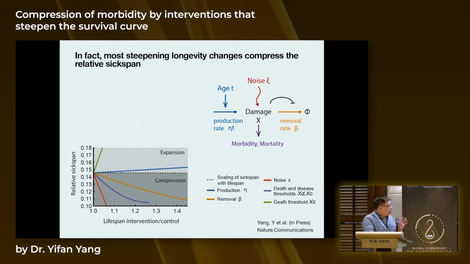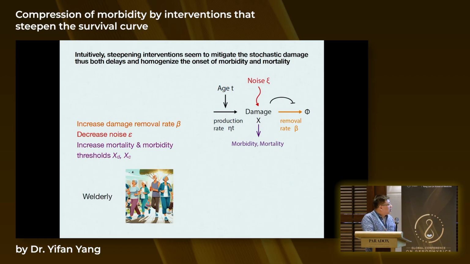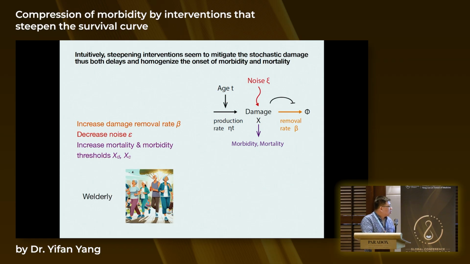In fact, if we try all the parameters in our model, almost all of the steepening interventions result in compression of sixspan. The only exception is this green curve you see at the top, where we're keeping the disease thresholds constant, but increasing the death threshold. This is equivalent to the artificial sustainment of life scenario that you've seen in the first slide. This result is also intuitive to understand, because by either increasing damage removal, decreasing noise, or increasing the morbidity and mortality threshold, what you're doing is mitigating the effect of this stochastic damage. So what you end up with is that you're both delaying and homogenizing the onset of morbidity and mortality.